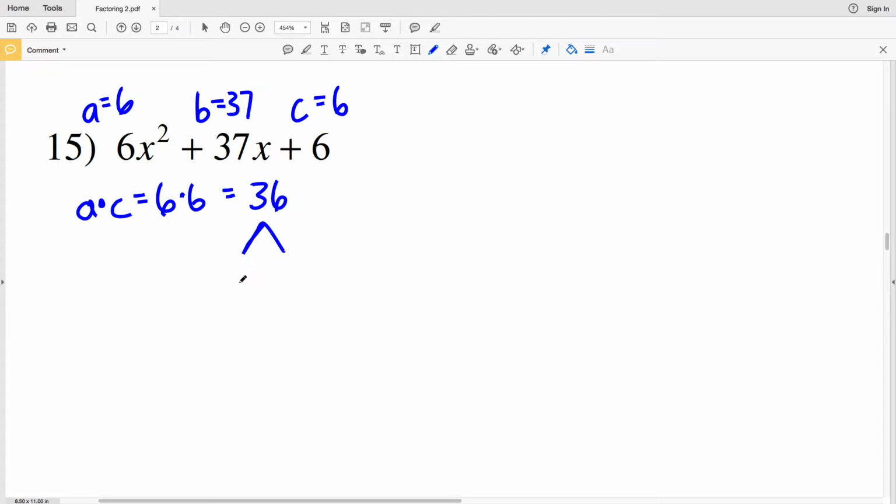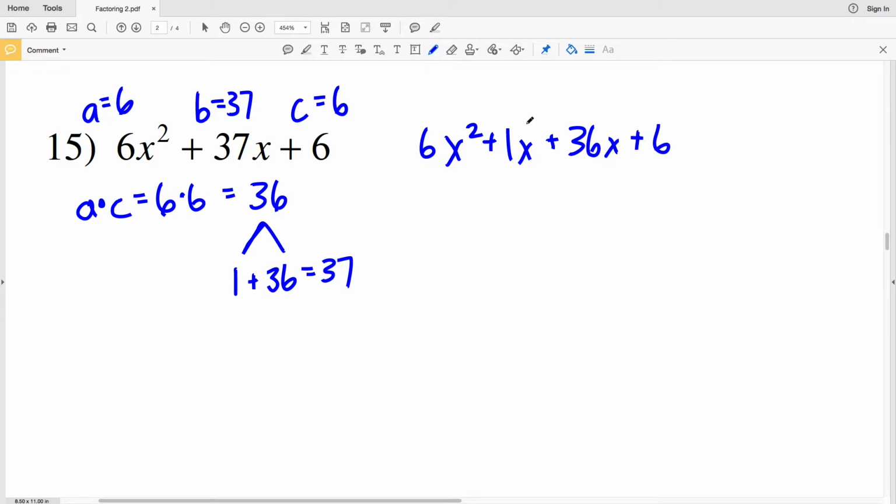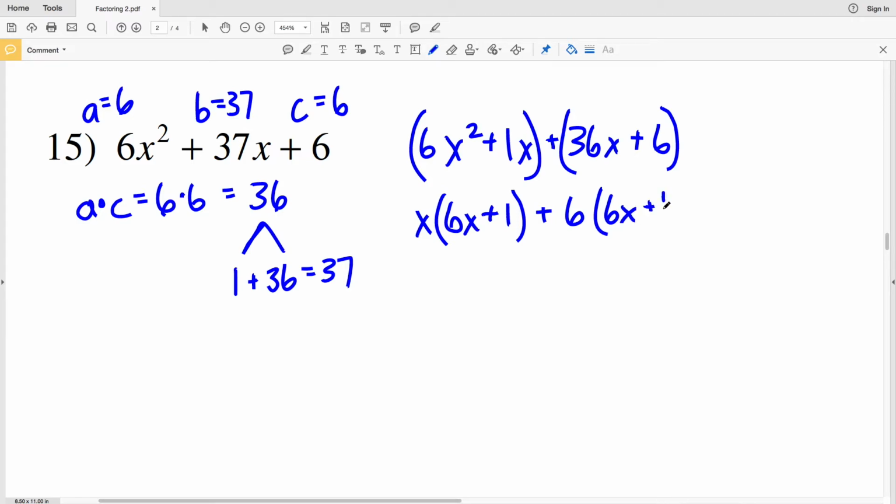The factors of 36 are 1 and 36, and there's more, but I can stop there since 1 plus 36 adds to give me 37, which is the b value that I'm looking for. So I'll rewrite 15 as 6x squared plus 1x plus 36x plus 6. Grouping first two terms together and the last two terms together. I'll pull out an x from the first two terms to get 6x plus 1, and in the second grouping, I'll pull out a 6 to get 6x plus 1.